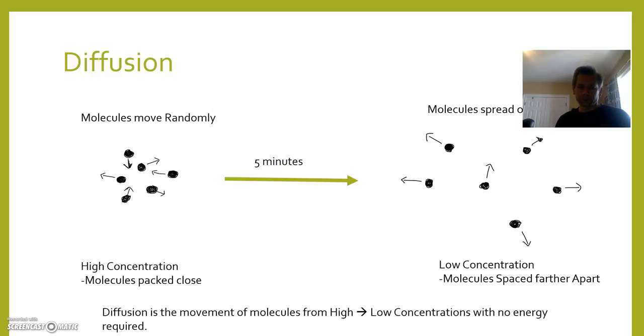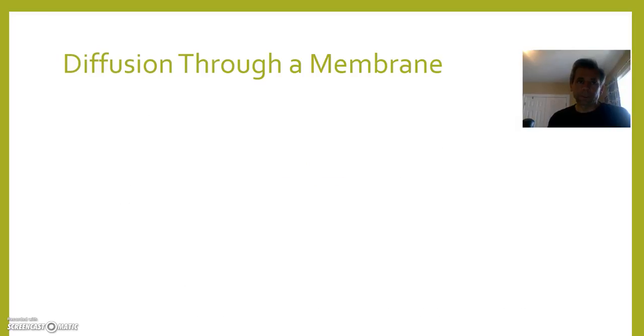So diffusion, and you've got to get this part down at the bottom, is the movement of molecules from high to low concentration with no extra energy expended by the cell. This happens randomly from molecules just moving and bouncing off of each other, and at room temperature molecules are moving pretty rapidly, so no energy is needed by our cell for this process.